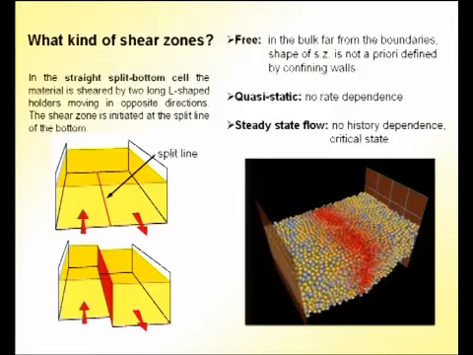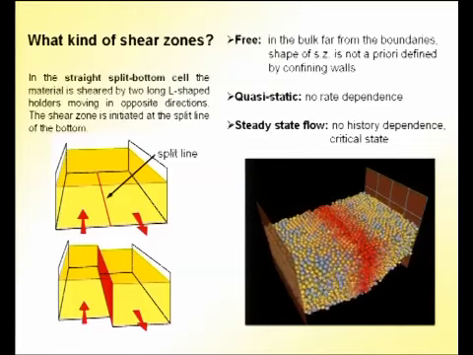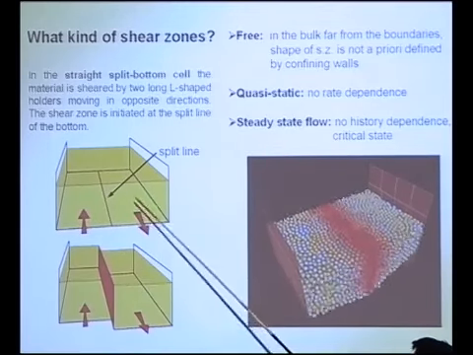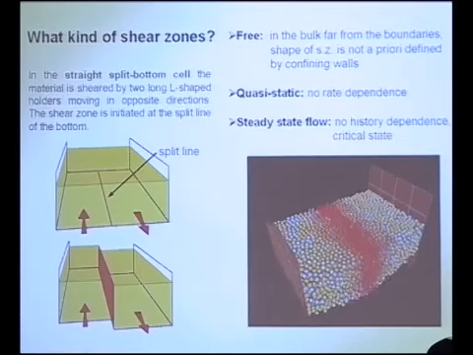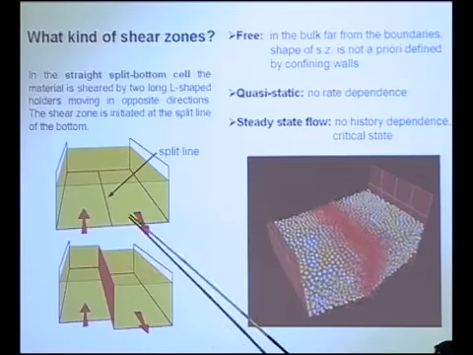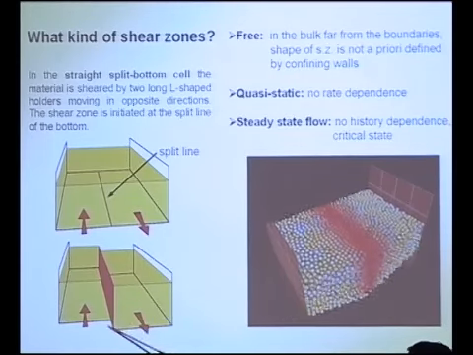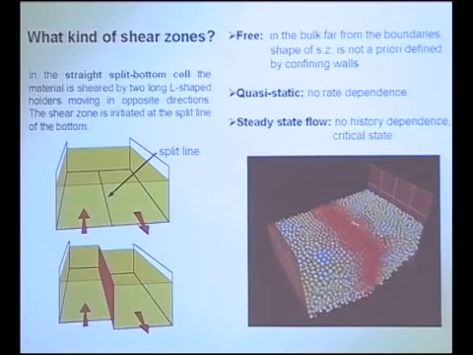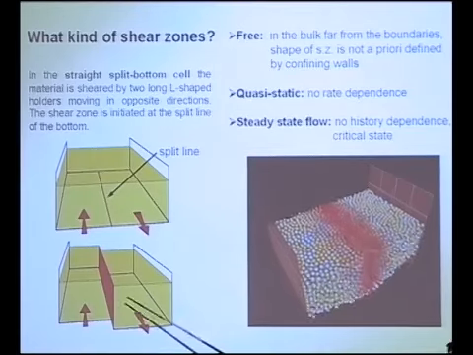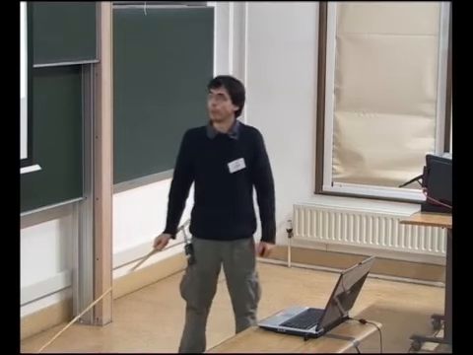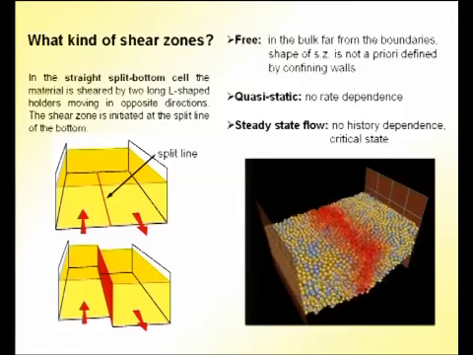So here is an example of such a free shear zone. The simplest geometry where you can get it is this split bottom shear cell. As you can see, the walls and the bottom plates are moving in this direction, and there is a split line. This is where the shear zone is initiated. So with this split line, we fix the bottom of the shear zone. But otherwise, the shear zone is free to move.